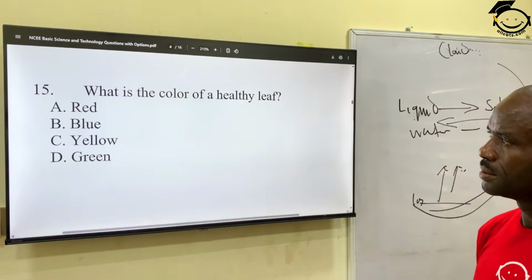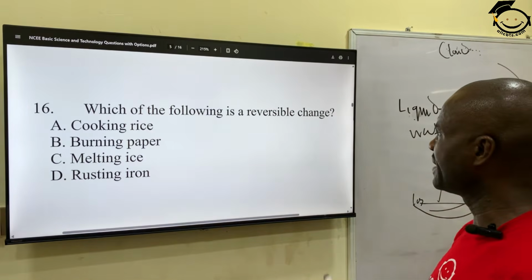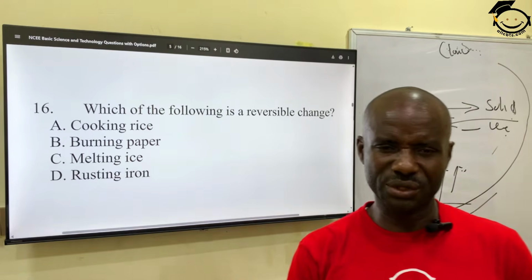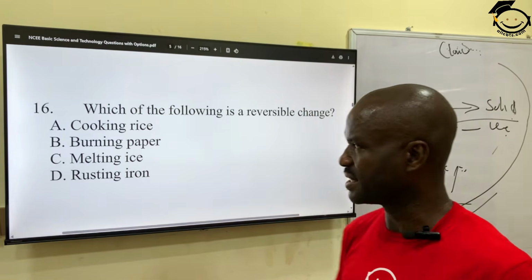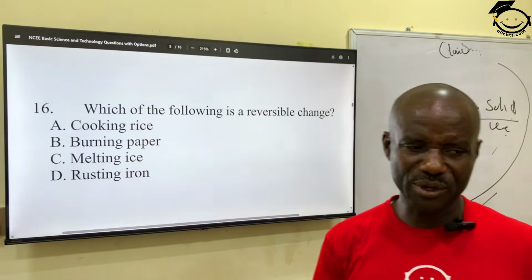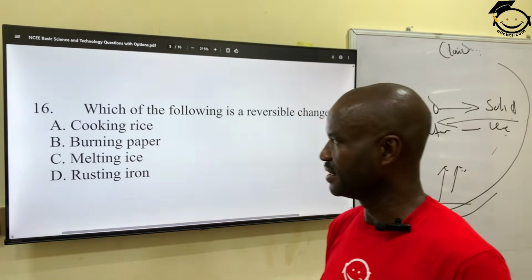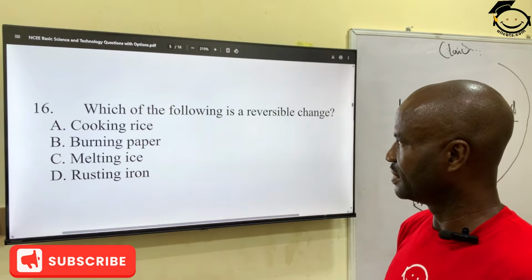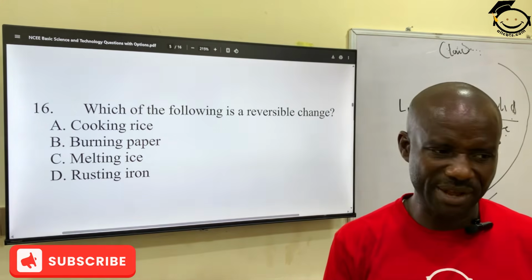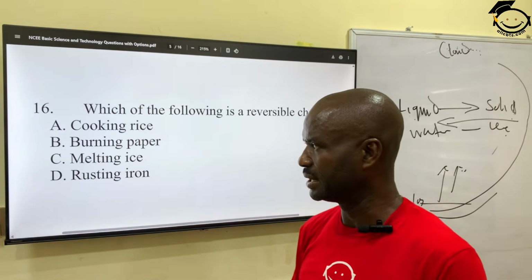Question 16. Which of the following is a reversible change? When we say reversible change, it is a change that can be returned to its original state. So which of these is a reversible change? A, when we cook rice, is it possible for us to return rice to its normal uncooked state? No. Rice is not a reversible state. Then B, burning paper. By the time we set fire on paper, it turns to ashes.